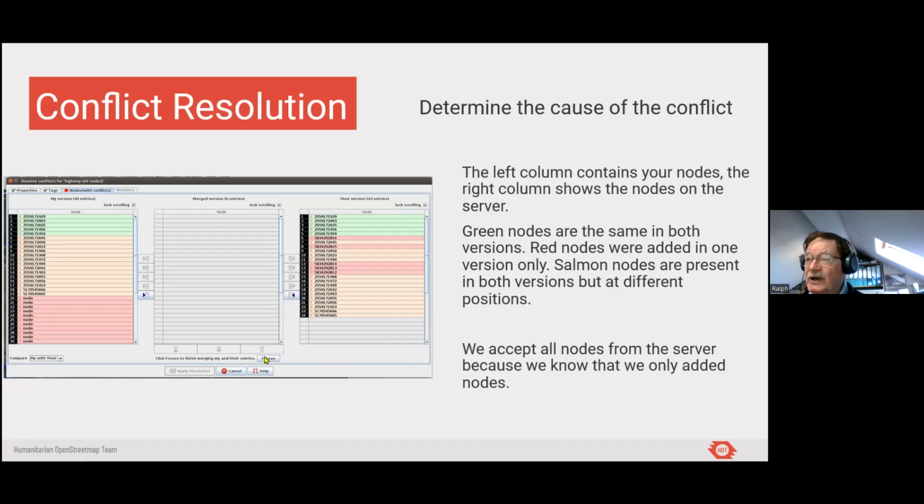You can do that by clicking freeze once you've merged them. So you will move those nodes across into here and those nodes across into here and freeze. That will merge them, and then you click apply resolution. And that should solve the problem. When you go back and try to save, it may come up with another conflict, or it may just let it go through. If it comes up with another conflict, you go through this process again.